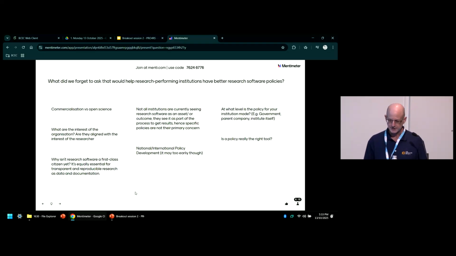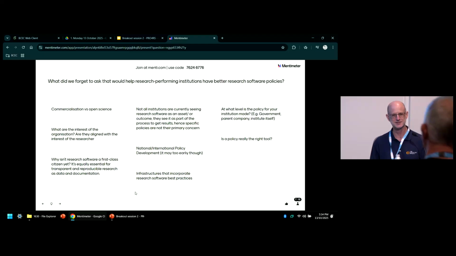Right, okay, so we have institutions that see research software as part of a process, but not an asset or an outcome. We have issues about where the policy is made, whether it's at the institute itself or at a higher level. Is the interest of the organization aligned with the interest of the researcher, which is always a good question. Is a policy really the right tool? Would the person who said that want to say what they think the right tool might be if it's not a policy, and maybe a little more about that?